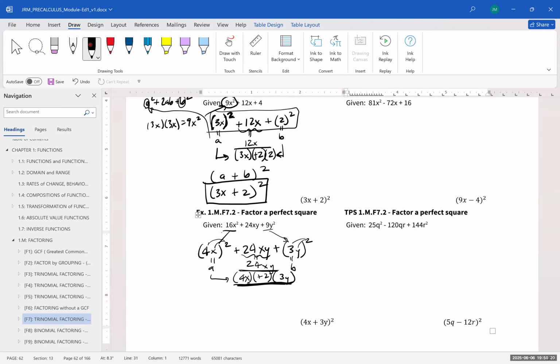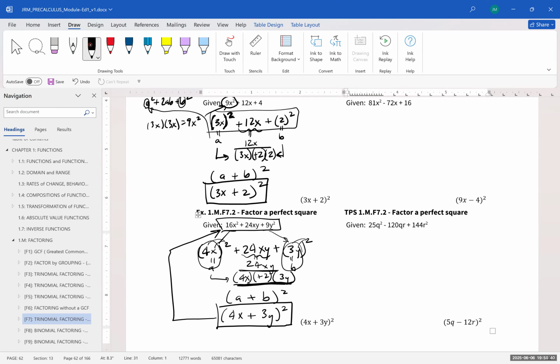So that means this expression can be written in this perfect square form. And our value of a was 4x, and our value of b was 3y. So this is the equivalent factored form of our original trinomial.